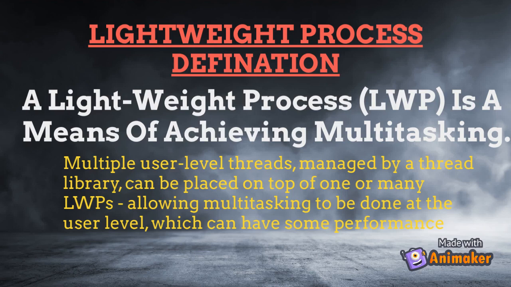Now we define a lightweight process. A lightweight process, LWP, is a means of achieving multitasking. Multiple user-level threads, managed by a thread library, can be placed on top of one or many LWPs, allowing multitasking to be done at the user level, which can have some performance benefits.